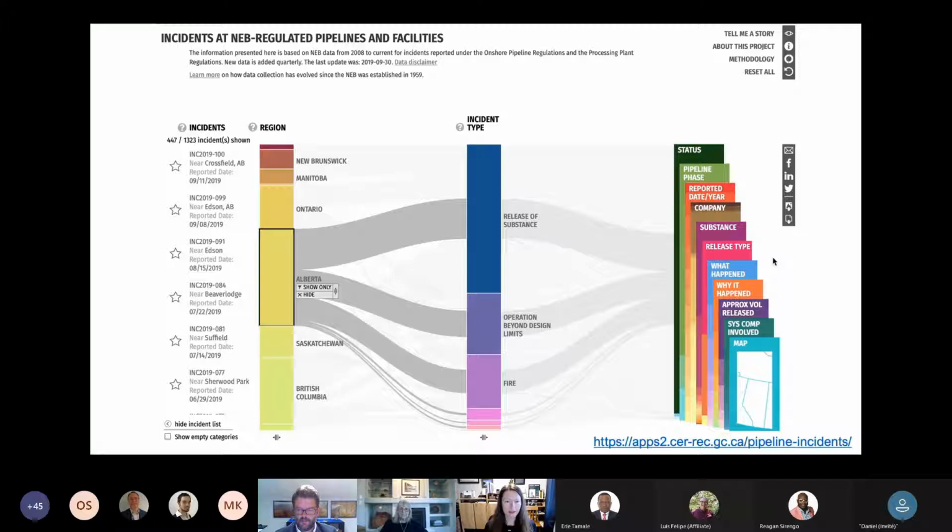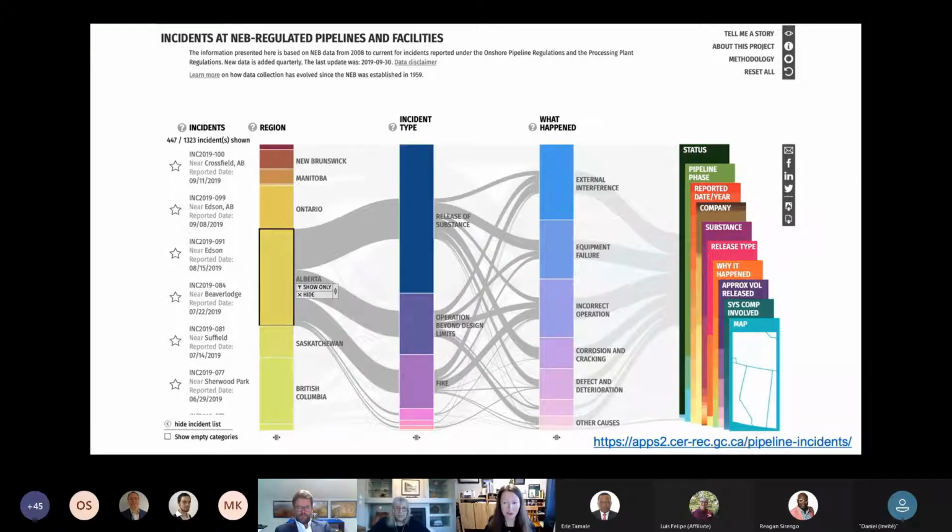So for this visualization of pipeline incidents, we actually initially had over 100 columns of data. And you can see each column here represents the columns we ended up with. So it was our job to choose the columns that would be more relevant. But not only that, we questioned things like the name of the columns.